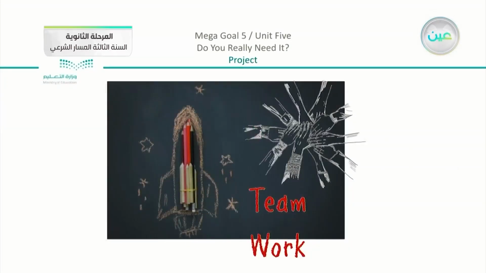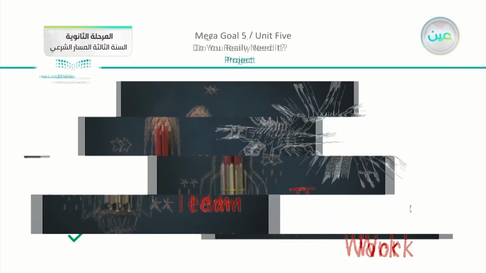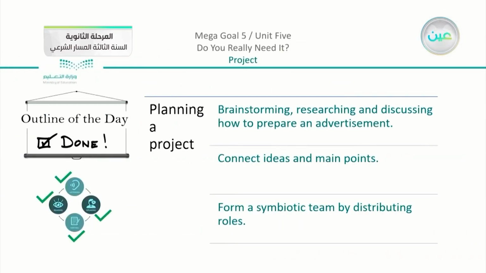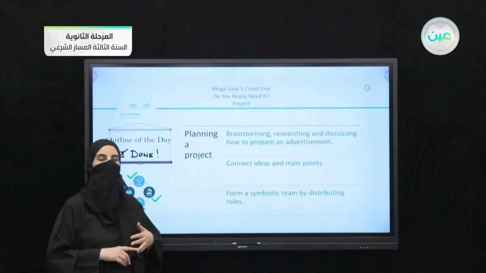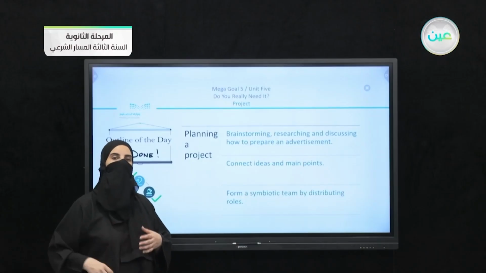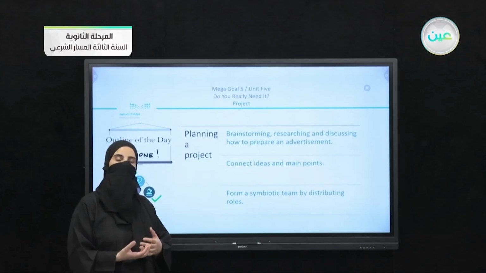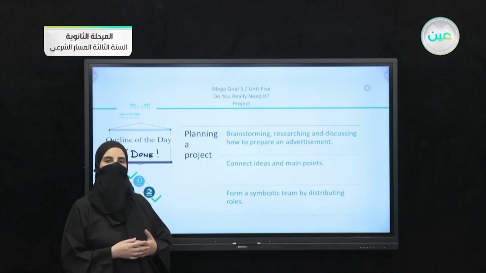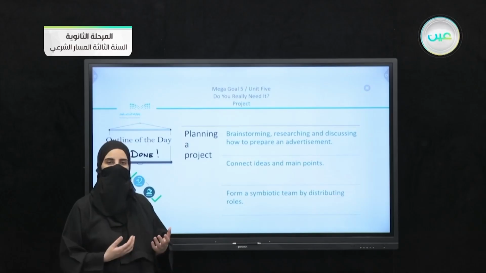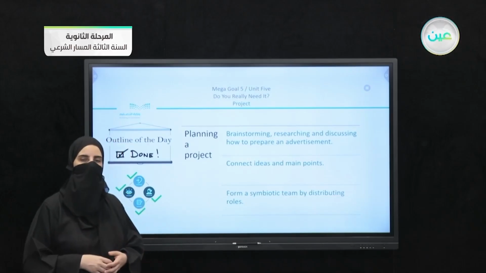At the very end, remember that the most important part here is teamwork, as we have agreed from the first unit that we started. So at the very end of our lesson, we have the outline of the day, which is to brainstorm, research, and discuss advertisement, connect ideas and points, and form a system by distributing roles. Some people are going to design the advertisement. Other people are going to role play. And we also have members who have the talent to produce some kind of films or movies that can also be used in the advertisement.